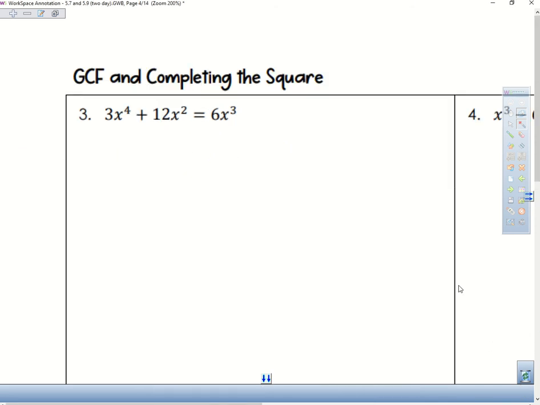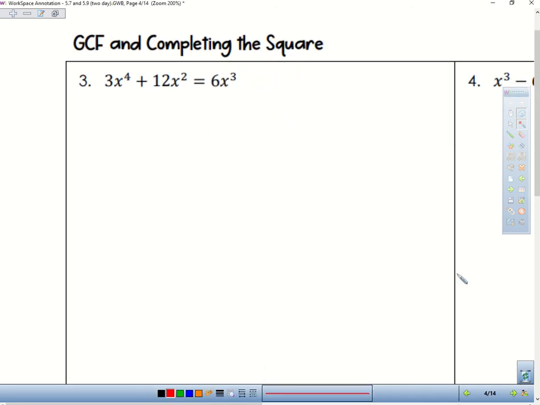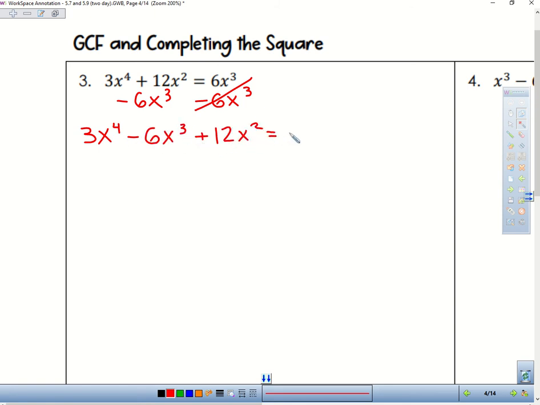All right, moving on. Now we're going to do GCF and completing the square. So the original steps that we used before are the same. Our goal is to get everything to one side of the equation just like before. This leaves me with 3x to the 4th minus 6x cubed plus 12x squared is equal to 0.